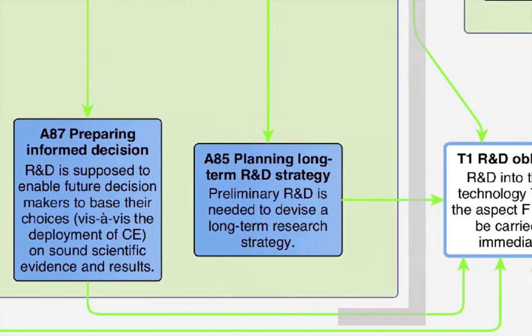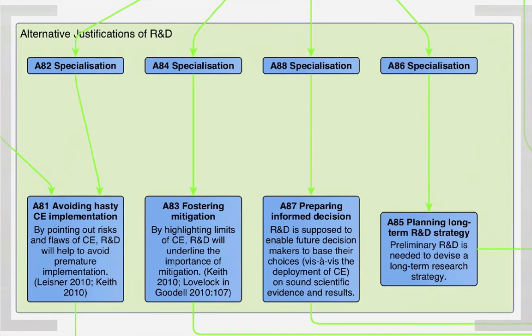And finally, A85 sees a need for preliminary R&D in order to set up a long-term research agenda for climate engineering. All these alternative justifications are not compelled to assume that having CE ready for deployment is desirable. Unlike the central justification of R&D, they bypass the most controversial sub-debate of the controversy.